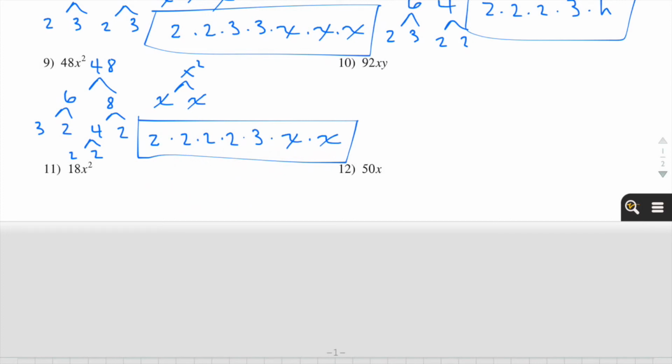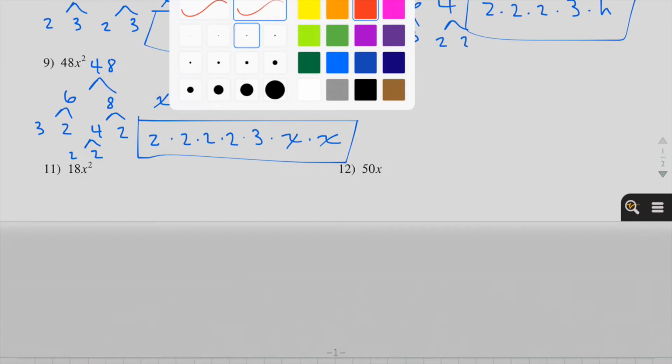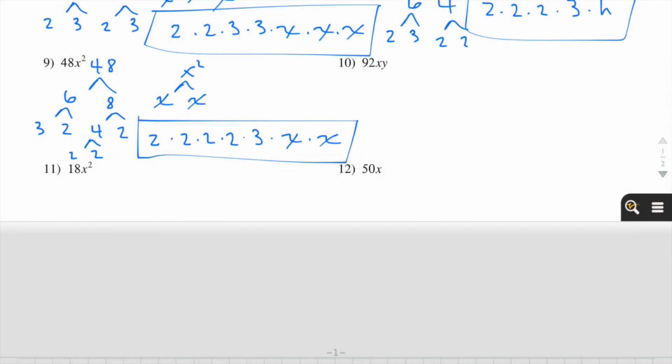Okay, number 10, 92xy. So let's go ahead and write 92, break that down. So the two numbers that we can do for 92, I believe we can do 4. 4 goes into 9 2 times with 1 left over, which gives us 12. 4 goes into 12 3 times. This 4 breaks down to 2 and 2. The 23 doesn't break down any further, so we're done with that.